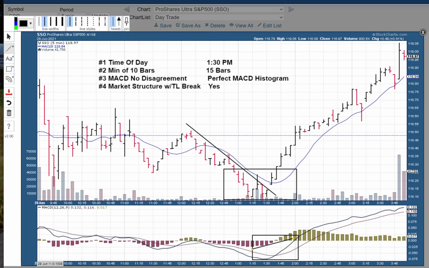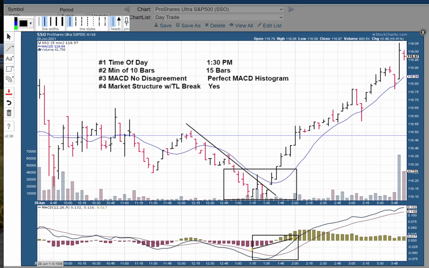Okay, it's June 28th, 8:50 p.m. Markets are closed. We're going to look back on the day. Take a look at the SSO ticker. It is an ETF for the SPY. It's a 2 times bull ETF. And the point is to show that there is a market out there that works with our system.